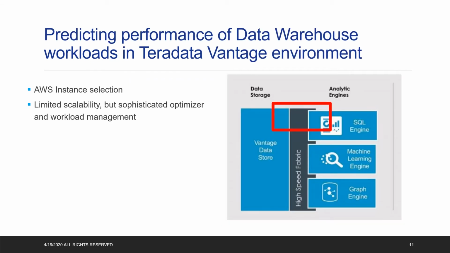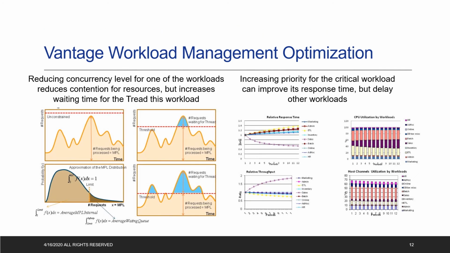The Teradata Vantage model takes into consideration that Vantage has the same massively parallel processing architecture as Teradata on-prem. It has limited scalability but a sophisticated optimizer and workload management, TASM, allowing changes to priorities, concurrency, and resource allocation for individual workloads. TASM allows changing the level of concurrency for a workload using an excessive amount of resources. In an unconstrained environment, a workload can use an excessive amount of resources. But with a limited number of threads or number of requests processed by the system, this type of concurrency limitation can increase response time for the workload with this constraint, but allocates more resources for other workloads.